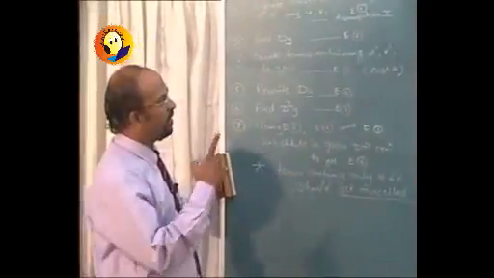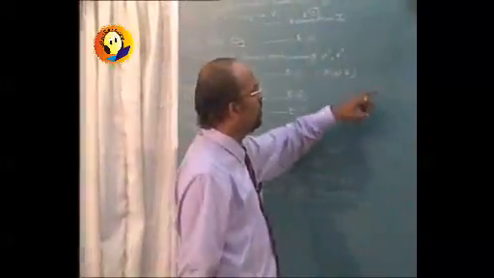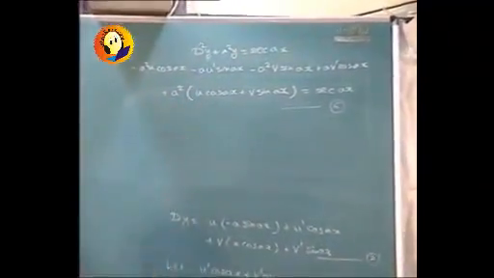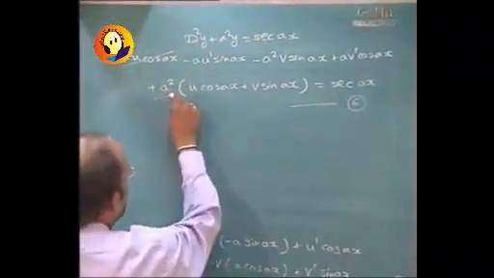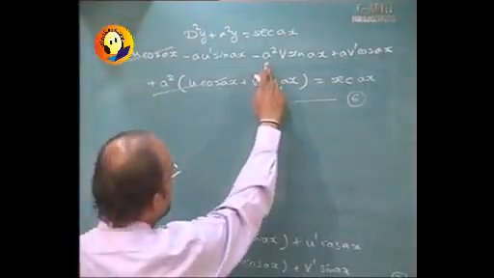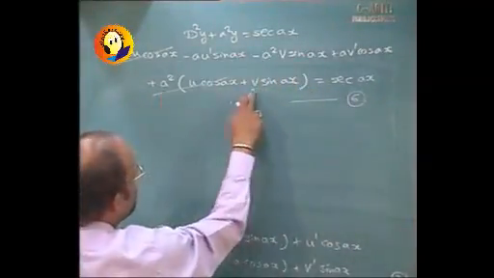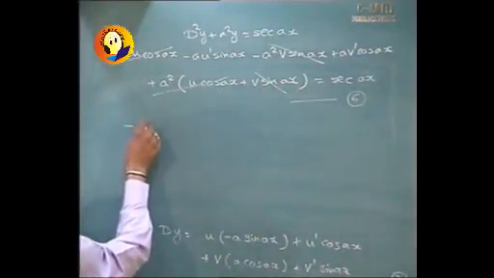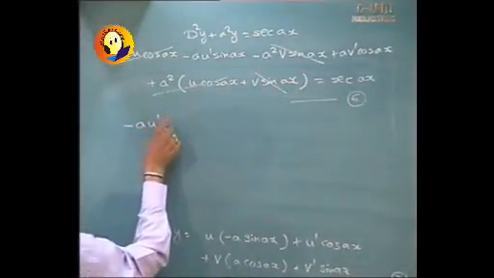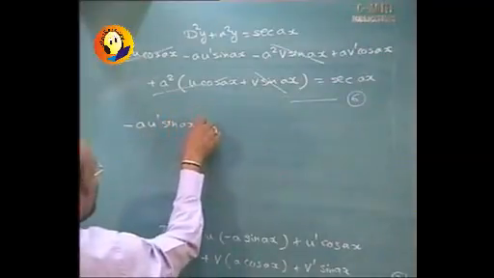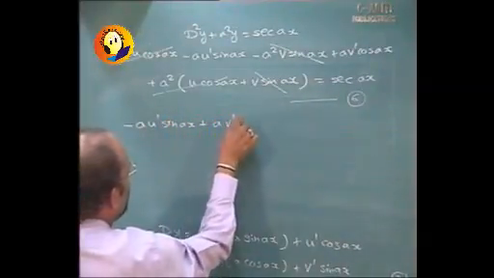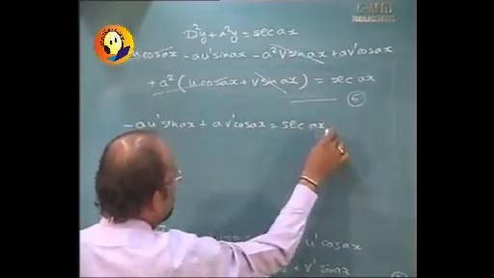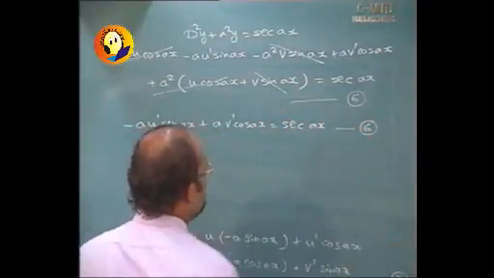Now observe that in equation 6 we have minus a square u cos ax and plus a square u cos ax, they cancel. We have minus a square v sin ax and plus a square v sin ax, so these two cancel, and equation 6 turns out to be only minus a u dash sin ax plus a v dash cos ax equal to sec ax. I am just rewriting equation number 6 only.